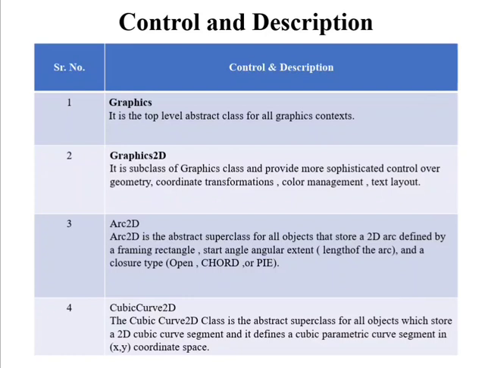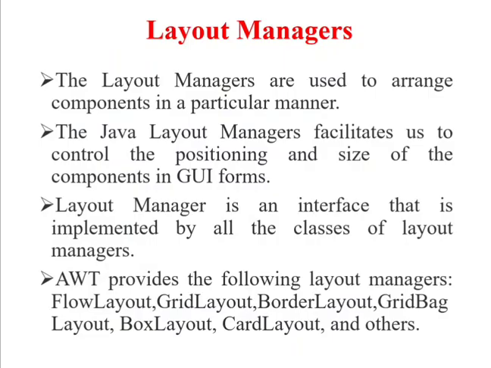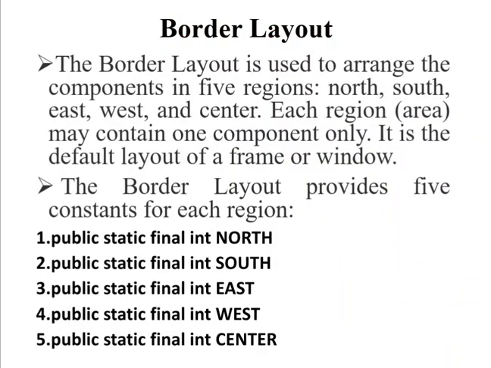others. Then first one is BorderLayout. The BorderLayout is used to arrange the components in 5 regions, that is north, south, east, west, and center. Each region, that is area, may contain one component only. It is the default layout of a frame or window. The BorderLayout provides 5 constants for each region: public static final int NORTH, public static final int SOUTH, public static final int EAST, public static final int WEST, public static final int CENTER. These are the 5 regions that are provided by the BorderLayout.